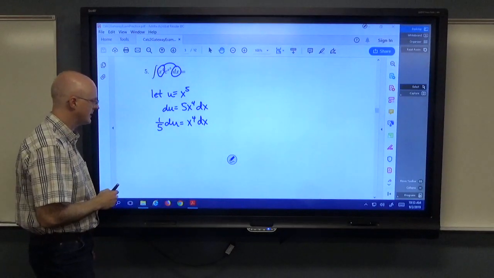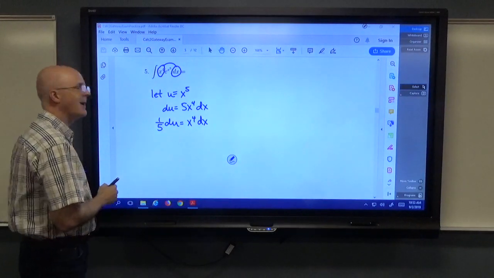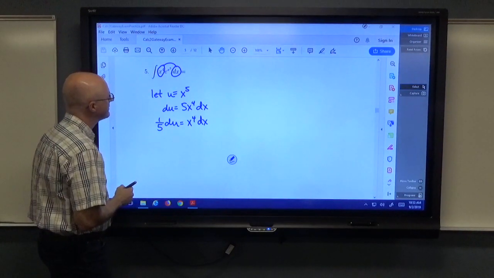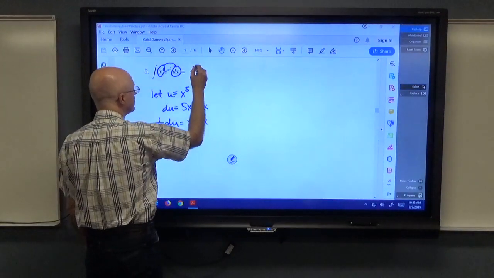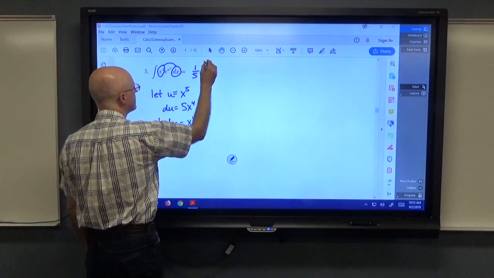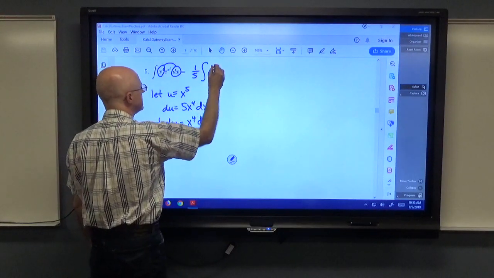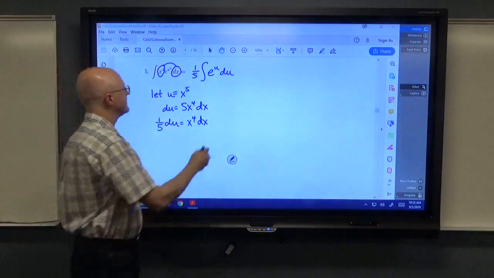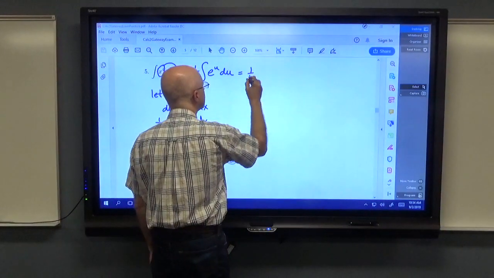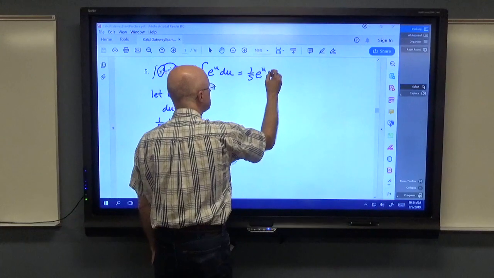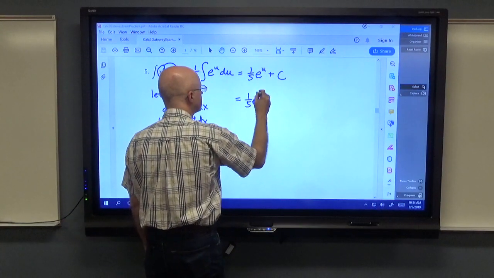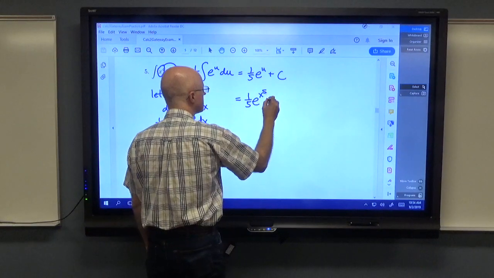And I just realized here that I'm using blue now still. I meant to go back to red. Okay, that'll be 1/5 du. That can be replaced by that. And I'll bring the 1/5 in front. 1/5 times the integral e to the u du. And now that integral is easy to do. 1/5 e to the u plus c, but get back in terms of x, you're going to get 1/5 e to the x to the 5th plus c.